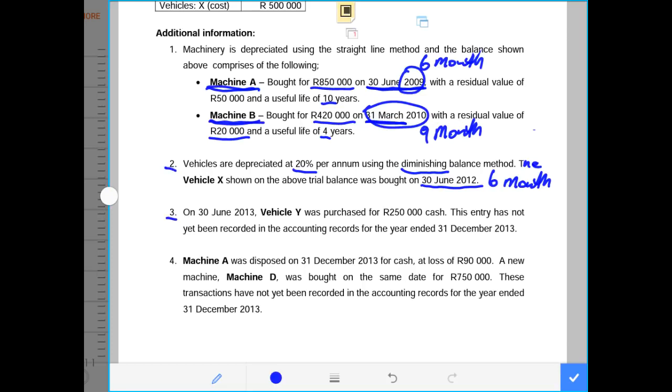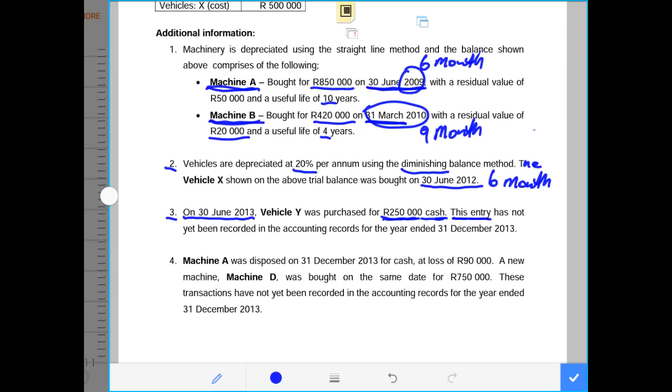Then we go to number three. Number three says on the 30th of June in the year 2013, meaning 6 months down the current year, because we are in the 2013 financial period or accounting period, Vehicle Y was purchased for 250,000 cash. So now this was a purchase of a motor vehicle. And remember, there was a question that said we must record general entries with regard to vehicles, and it must be the year 2012 and the year 2013. So now we bought a vehicle in the year 2013 for 250,000, and this was for cash. Therefore now in the general entry, that will be debit vehicles and credit bank, which is cash.